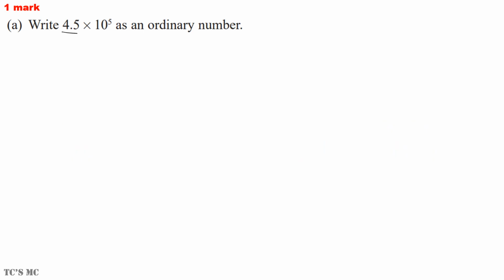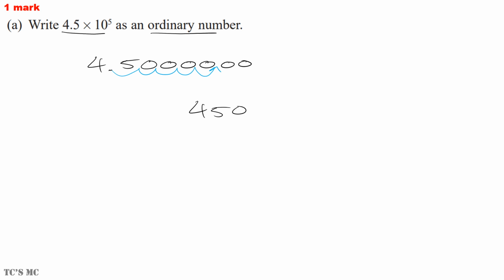Write 4.5 times 10 to the 5 as an ordinary number. I am going to write this as 4.5 and then a bunch of zeros. If it says 10 to the power of 5, we need to move the decimal point 5 places. 1, 2, 3, 4, 5. That means the answer is 450,000. And we just need to write the answer for 1 mark.